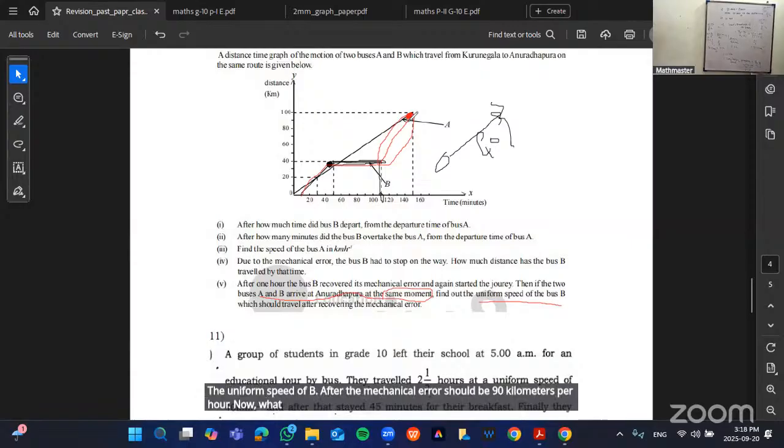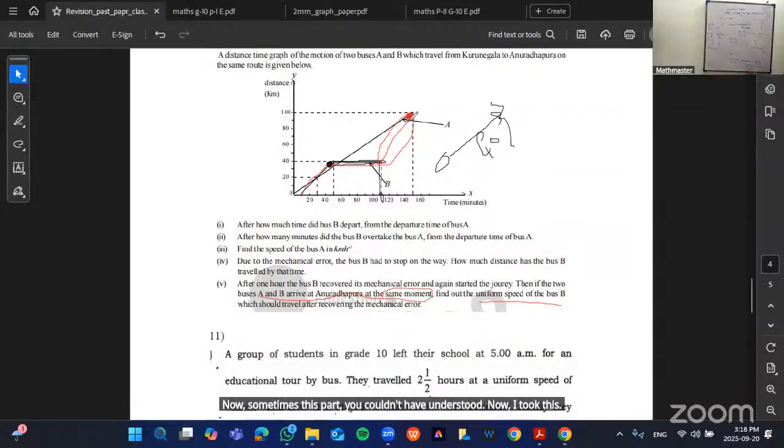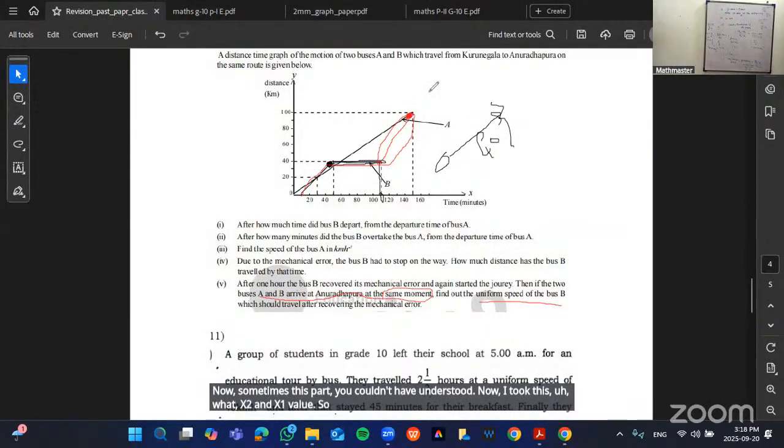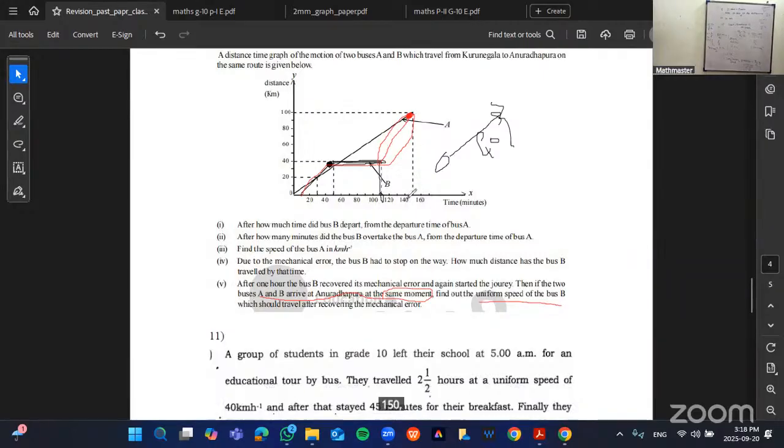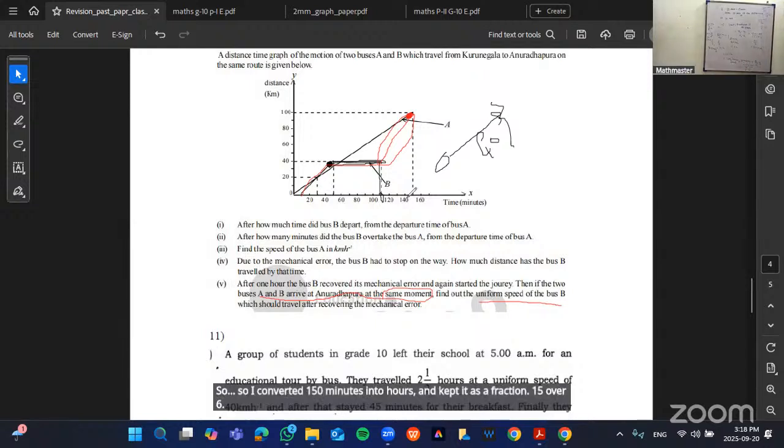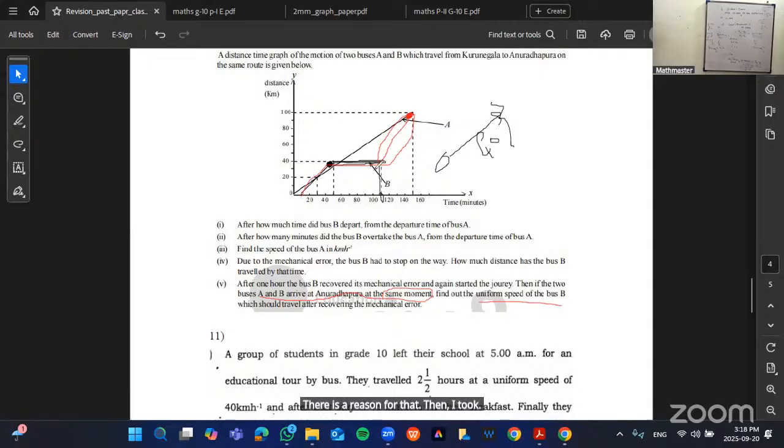Now, what did I do here? Sometimes you may not have understood this part. I took the x2 and x1 values. So here the x2 value is 150. I converted 150 minutes into hours and kept it as a fraction, 15 over 6. There is a reason for that. Then I took the second value, which is 110 minutes. To convert 110 minutes to hours I divide by 60, and I got the answer as 11 over 6. Now see, both have the denominator 6.